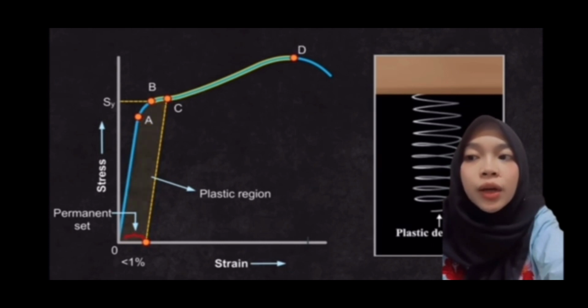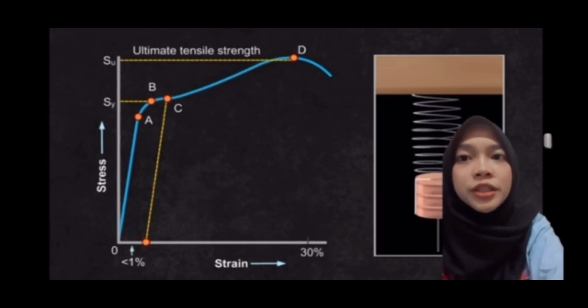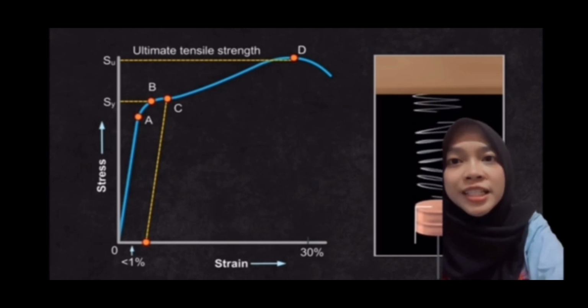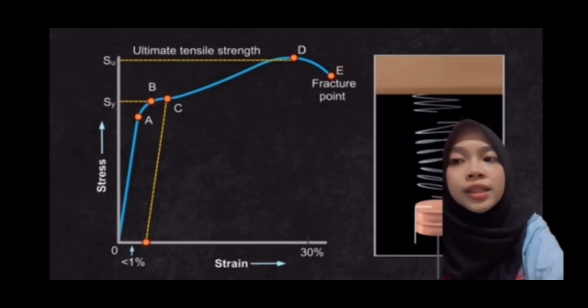Point D on the graph is known as the ultimate tensile strength, SU, of the material. Beyond point D, additional strain occurs even with reduced applied force, and the fracture occurs at point E. And if the ultimate strength point D and fracture point E are close, the material is said to be brittle.